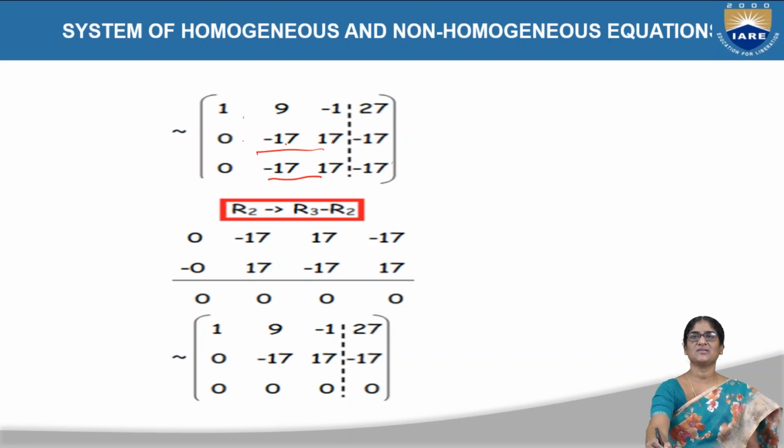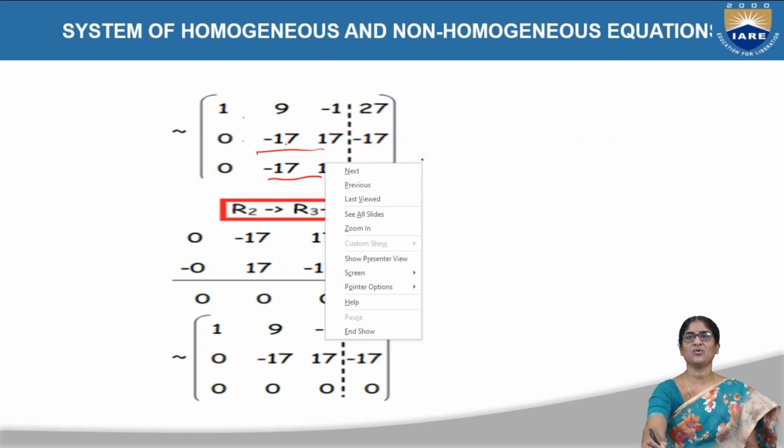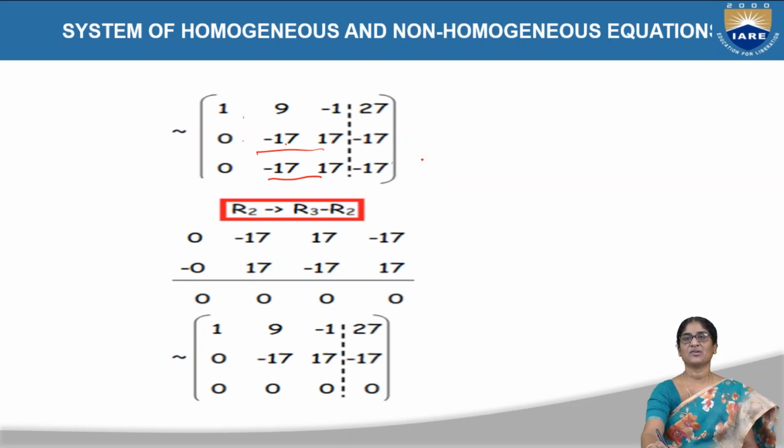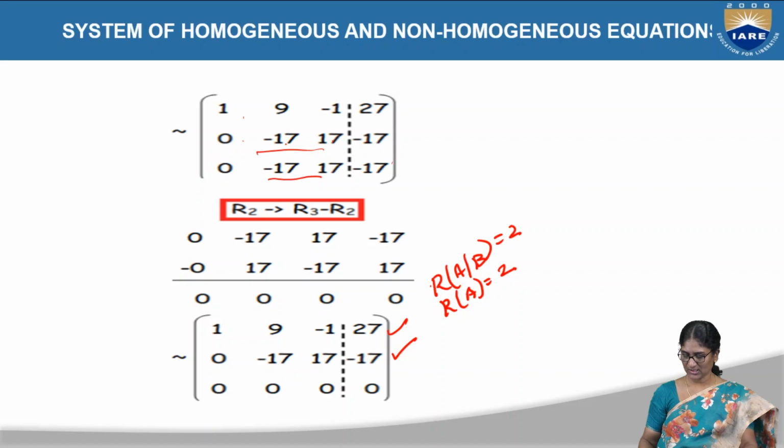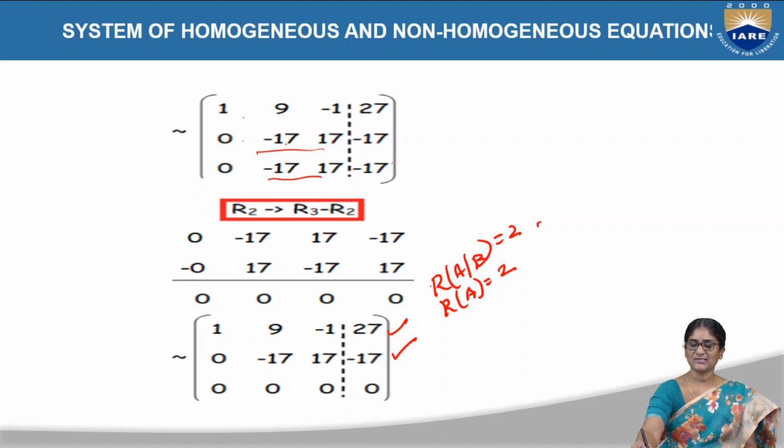So you can cancel these two, so the rank will be less than 3. Let us see what you're going to get here: 1 9 minus 1 27, 0 minus 17 17 minus 17. What is the rank of the augmented matrix here? The rank of the augmented matrix is 2, because you have only two non-zero rows here. And the rank of the coefficient matrix is also equal to 2. Both are equal, so again you can say that it is consistent.